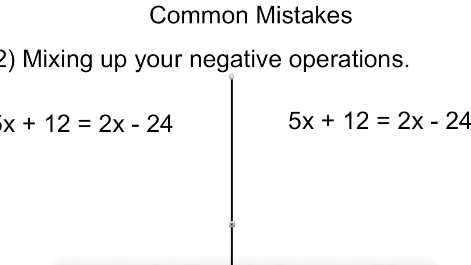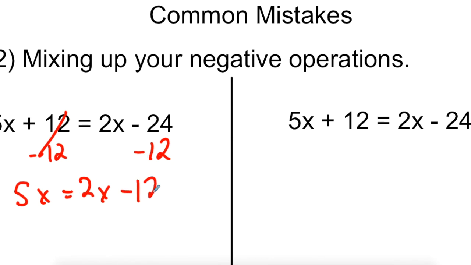Another common mistake that I notice with students is they'll mix up their negative operations. Now, you'll see what I mean by this in just a quick second. So what this student is going to do is they're going to want to subtract the 12 to get rid of the constants on their left side. So they would subtract by 12 in this case, and this will cancel out. And they'll also subtract by 12 on this side, and while this won't cancel out, they'll end up getting 5x equals 2x, and somehow they'll end up with negative 12.